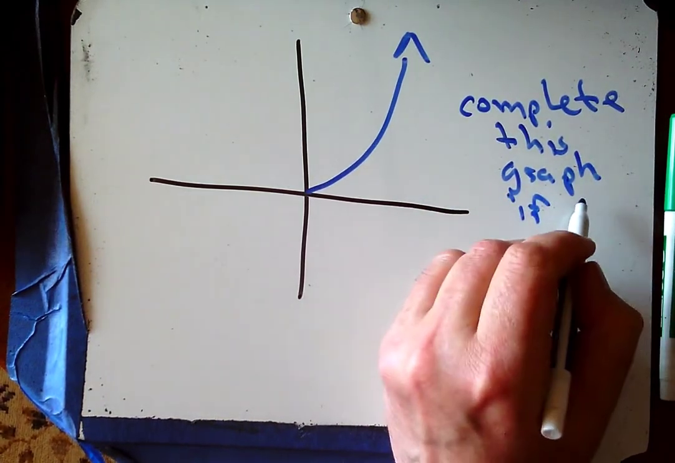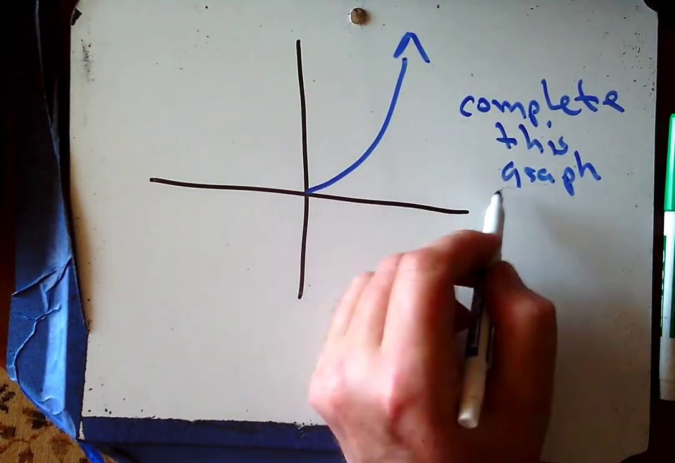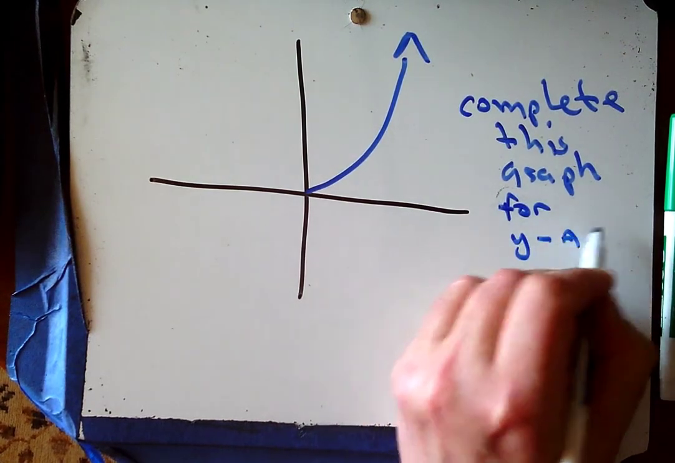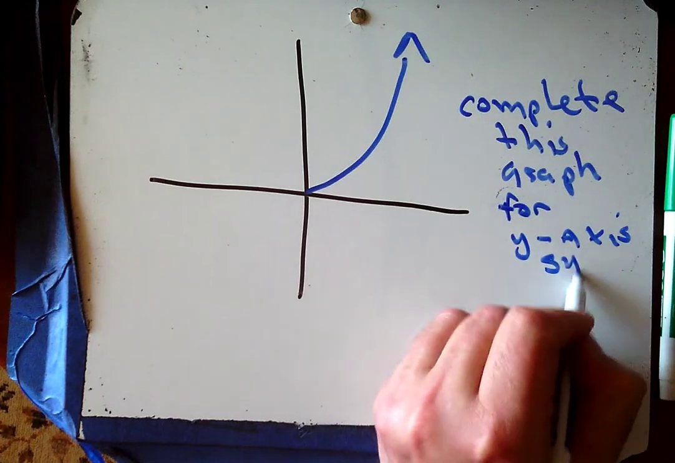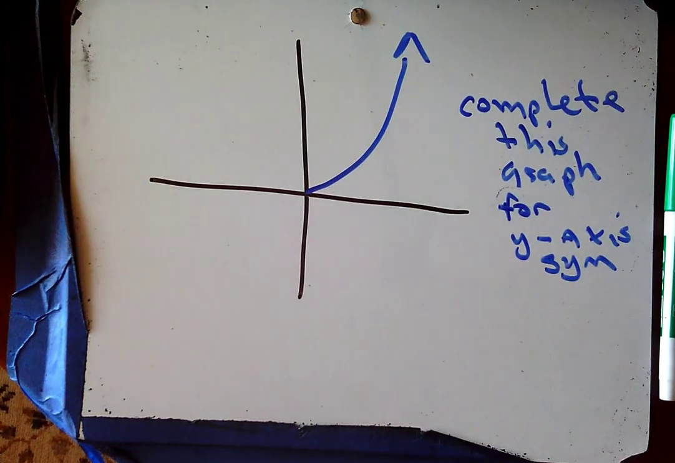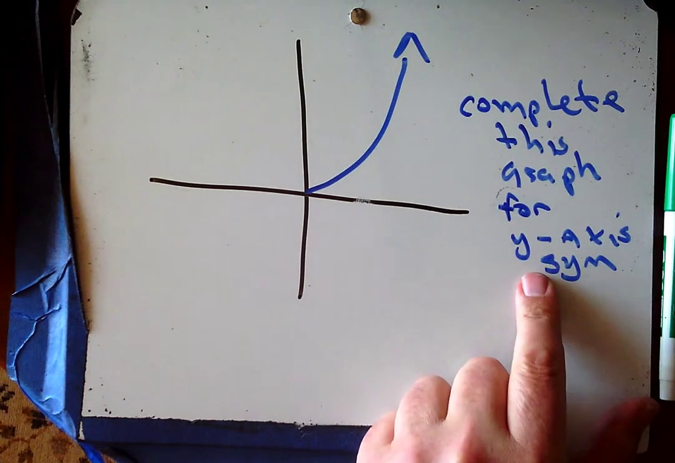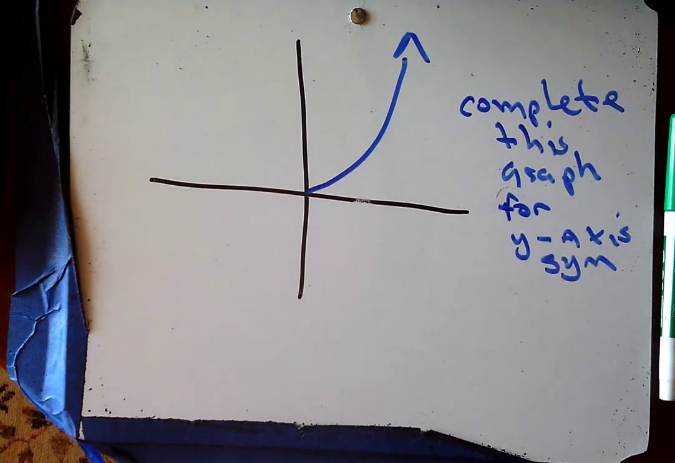if you complete the graph for y-axis symmetry. Take a moment, draw this, and draw what it would look like if we had y-axis symmetry.